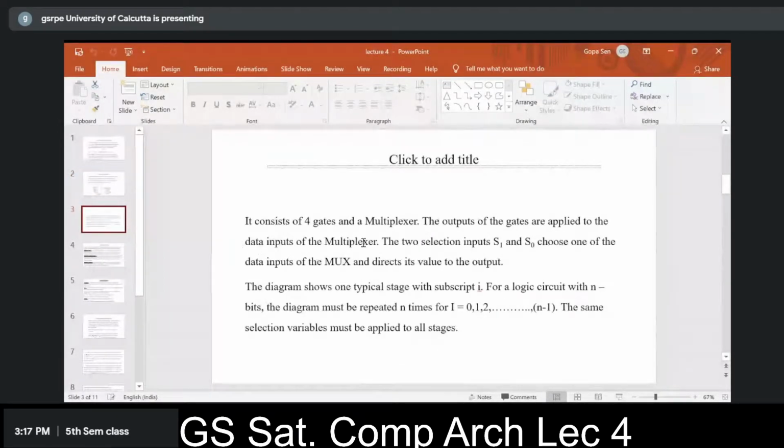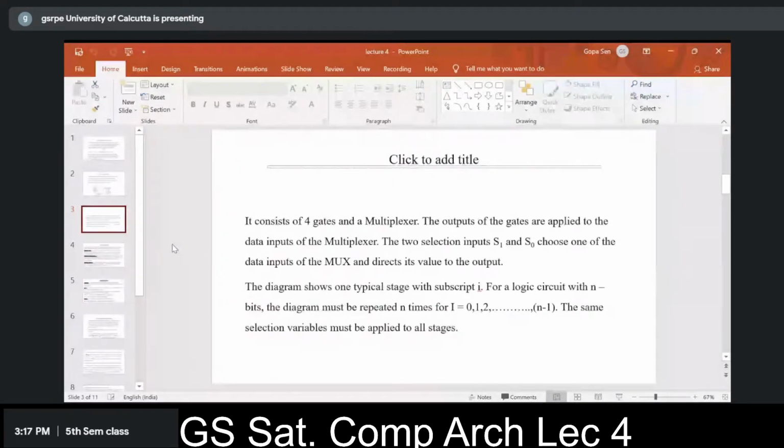So it consists of 4 gates and a multiplexer. The outputs of the gates are applied to the data inputs of the multiplexer. Two selection inputs S1, S0 choose one of the data inputs, and the multiplexer directs its value to the output. The diagram shows one typical stage with subscript i. For a logic circuit with n bits, the diagram must be repeated n times for i equal to 0, 1, 2 up to n minus 1. And the same selection variables must be applied to all the stages.